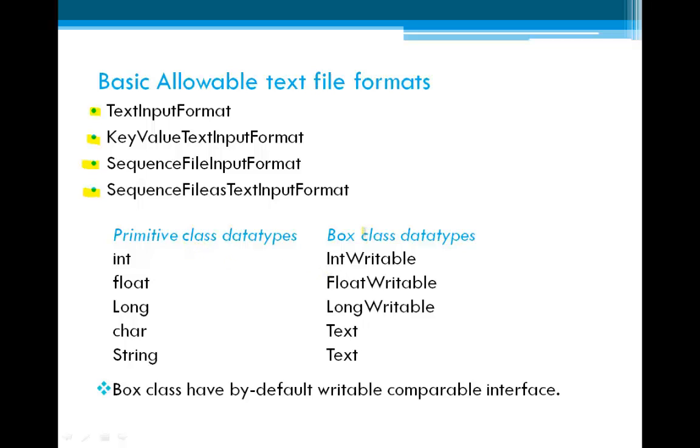Now comes box class types. In Java, there were primitive data types like int, float, long, char, string. In Hadoop, we use IntWritable, FloatWritable, LongWritable, Text respectively. The box classes implement the Writable interface and WritableComparable interface. Now this comparable interface is used to compare the values, as we will be dealing with keys, so they have to be compared first at the time of sorting, which you will come to know in the later stages.